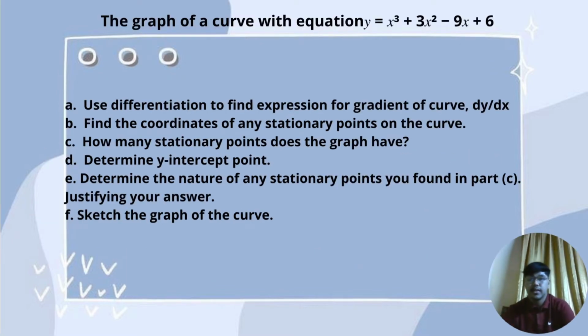Okay, so this is the question that will be solved by my group members. They will solve how to find the expression for the gradient of the curve by using differentiation, how to find the coordinates of any stationary point on the curve, how many stationary points the graph has, how to determine the y-intercept point, how to determine the nature of any stationary point, and last, how to sketch the graph of the curve. Okay, that's all from me.